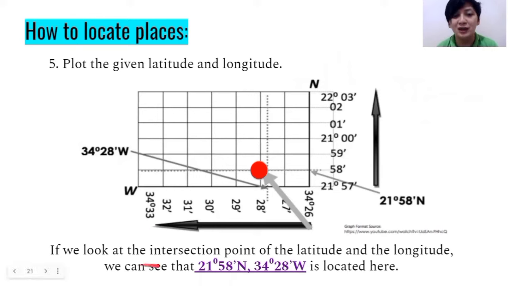Okay, so if we look at the intersection point of the latitude and the longitude, we can see that 21 degrees and 58 minutes north, 34 degrees and 28 minutes west is located over here. So you need to pinpoint it, or you need to plot it for you to be able to see the exact place. Do not forget to plot it.